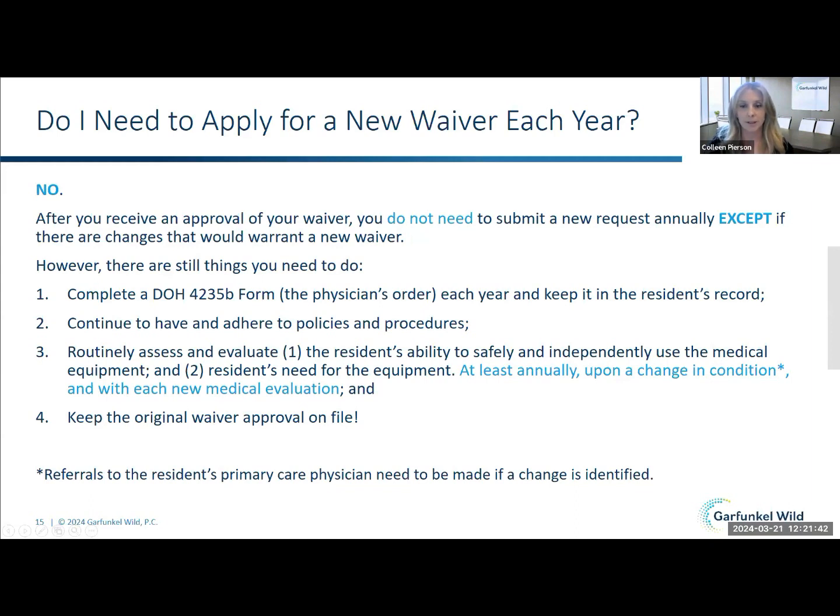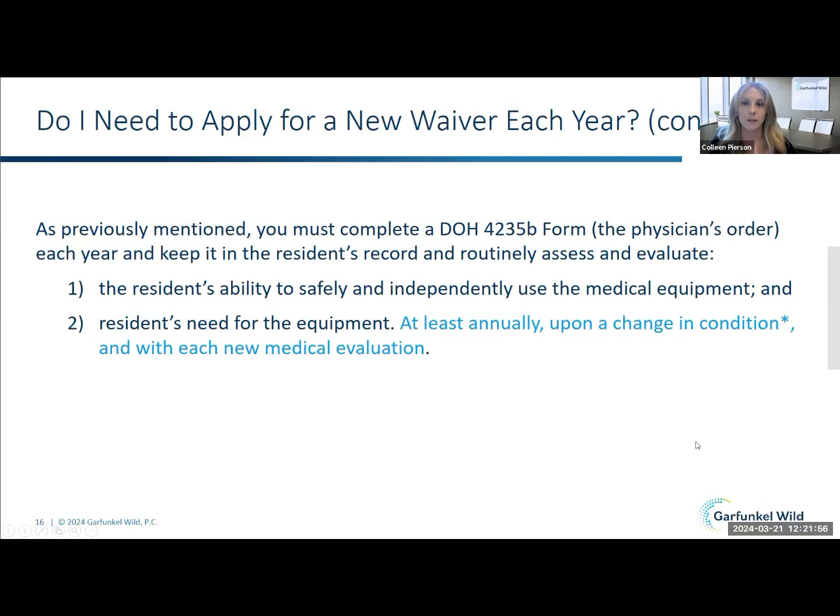Referrals to the resident's primary care physician need to be made if a change is identified. So it's very important to make sure that this resident still needs the equipment and can use it safely and independently. So as previously mentioned, you must complete the 4235B form, which is the physician's order, every year and maintain it in the resident's record while routinely assessing and evaluating them. You need to make sure that they can independently use the equipment and that they still need it, as I discussed. And you need to keep in mind the different times you need to be assessing this.